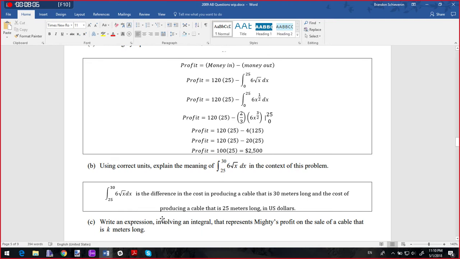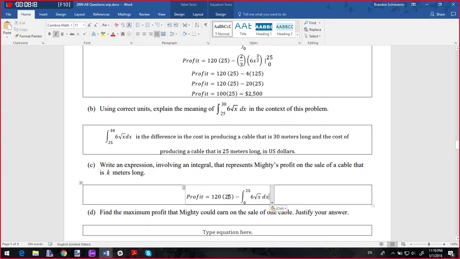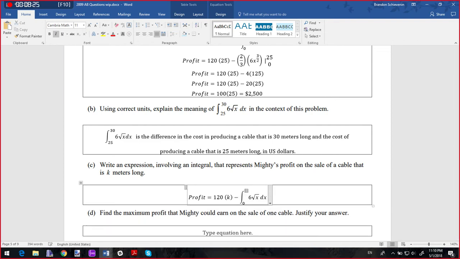Okay, well we just did profit on the sale of a cable that was 25 meters long. So the only thing I'm going to do then is copy our equation for the profit at 25 meters, and we're just going to change 25 to k. Oop, 25, I want to change to k. There we go.